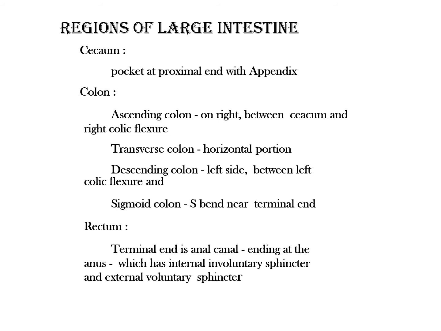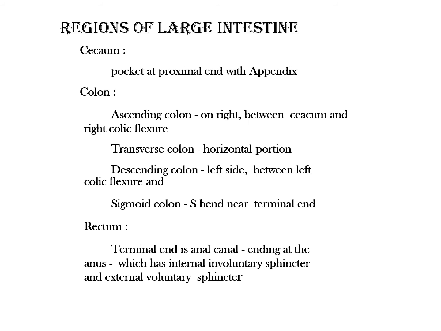Anatomy or regions of the large intestine. The large intestine is subdivided into three main regions, namely cecum, colon, and rectum. The ileocecal valve, which is present between the ileum and large intestine, controls the flow of chyme from the small intestine to the large intestine. Cecum. The cecum is the first part of the large intestine. It is a sac-like pocket at the proximal end with the appendix. The appendix is a winding tube that attaches to the cecum. The appendix is a vestigial organ.